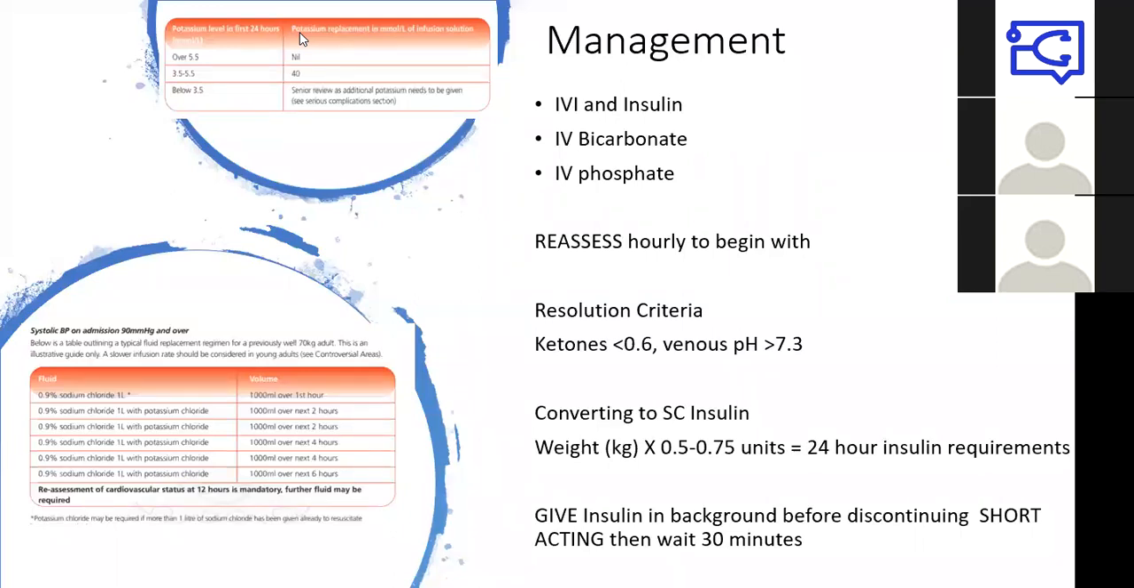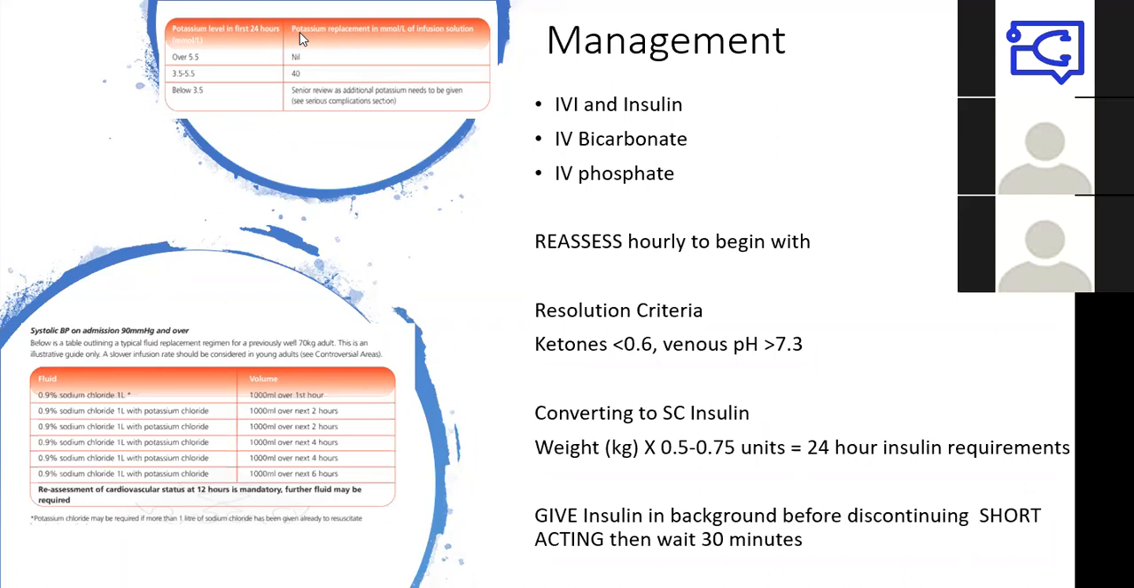So remember, to work out how much insulin you're going to need for a patient, you take their body weight and multiply it by 0.1 units per kilo of body weight. So if they were 70 kilos, they would start off on 7 units of a fixed rate insulin. And then, as I said, if they weren't following those metabolic parameters to suggest they're resolving, you would increase the rate.